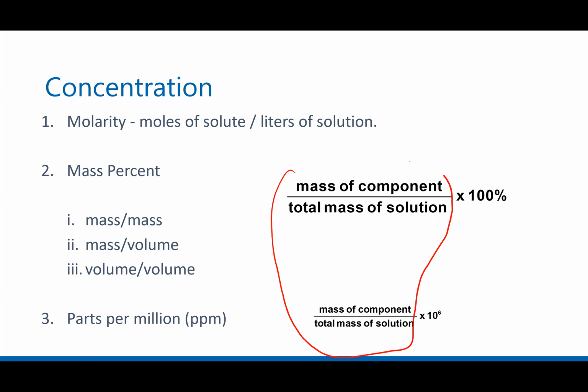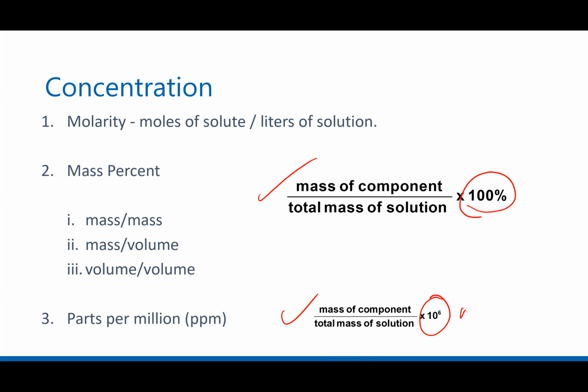These are the same. The only difference between mass percent and parts per million is the number you multiply them by at the end. I'm going to get into this a little later, but just a little heads up, these 2 are the same. The only difference is for percent, we multiply them by 100% to turn it into a percentage. And for parts per million, you multiply it by 1,000,000. 10 to the power of 6 is 1,000,000. So 1 with 6 zeros after it.